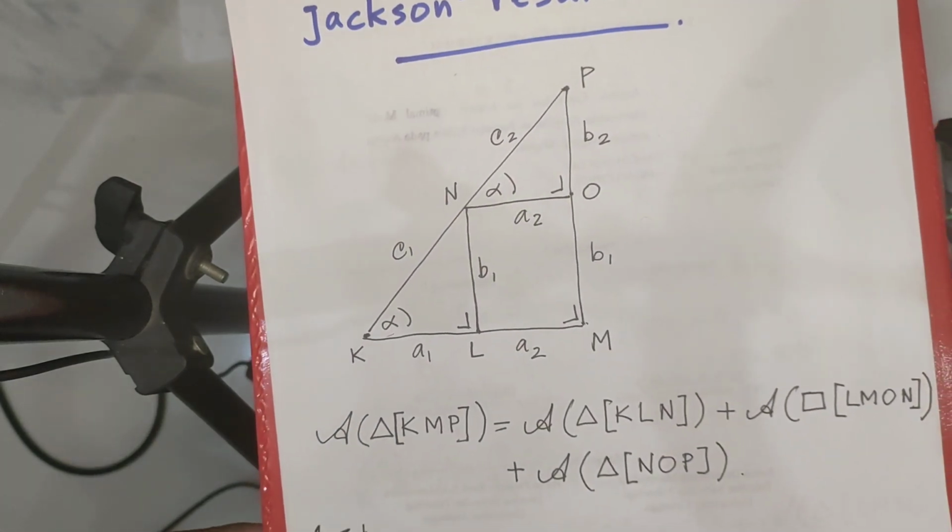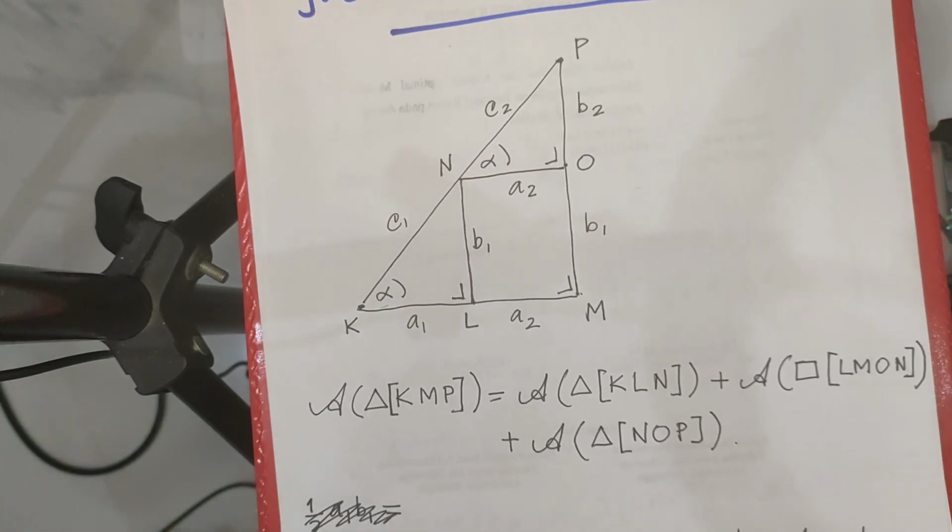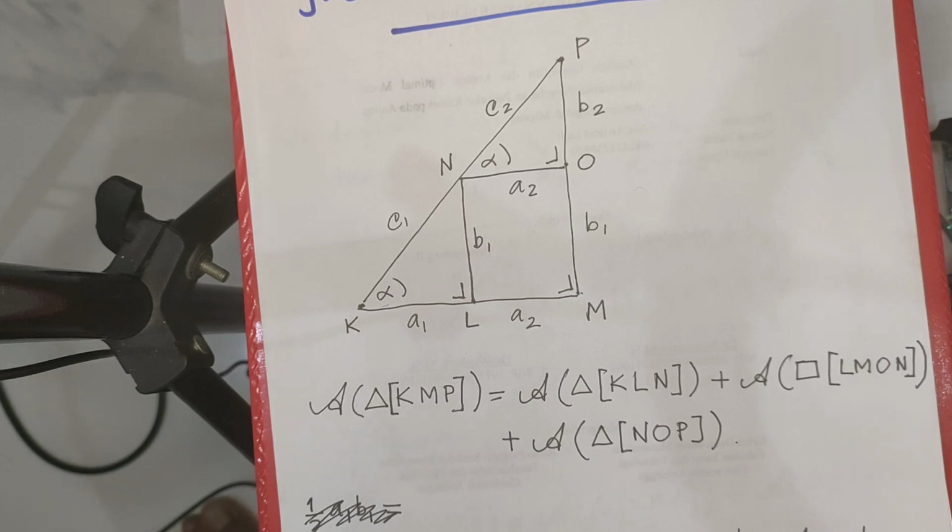Consider this triangle. We know that the big triangle KMP is decomposed into two triangles and one rectangle. The triangles are KNL and NPO, and the rectangle is NOML. So it means that the area of triangle KMP is decomposed into the area of triangle KLN and triangle NOP plus the area of rectangle LMON.